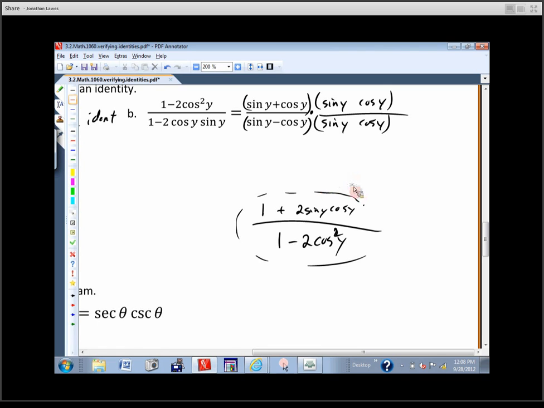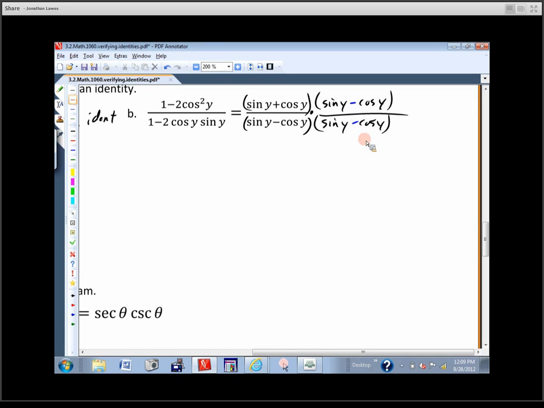I think I mentioned sometimes you're going to bark up the wrong tree. You'll get frustrated. You'll have to use more than one piece of paper. There you go. So we're going to change this, and we're going to multiply by the conjugate of the top. So watch what happens now. I'm still just multiplying by a 1. The top ends up being sine squared y minus cosine squared y. The bottom ends up being sine squared y minus 2 sine y cosine y, and then plus cosine squared y.